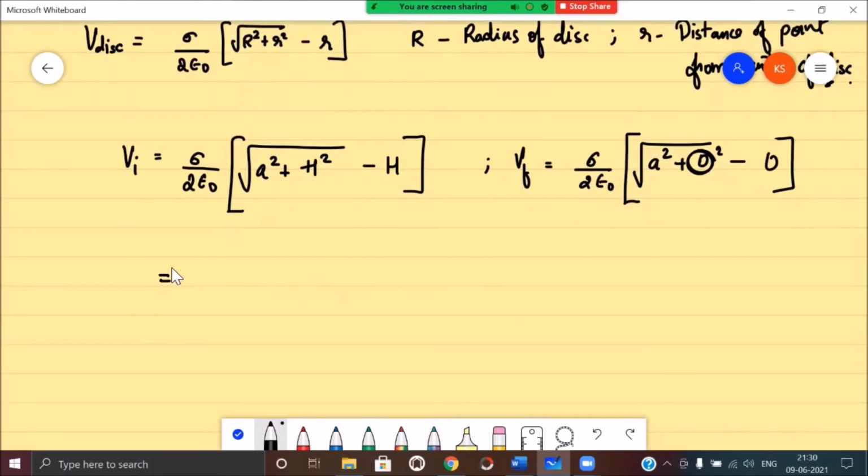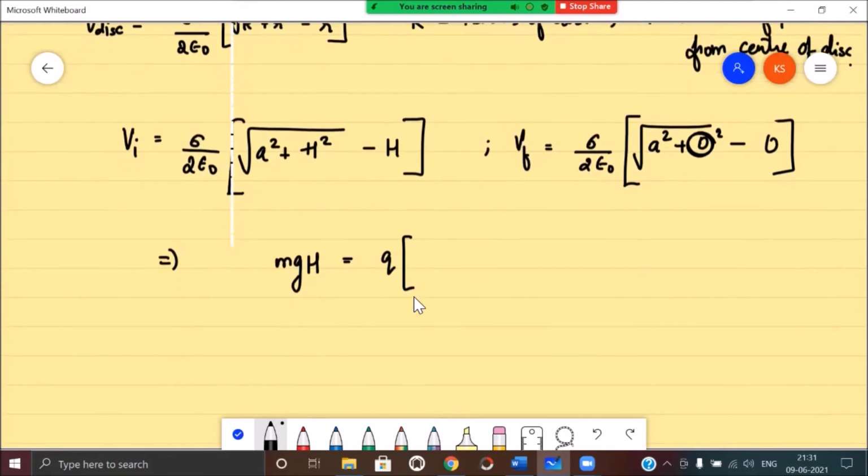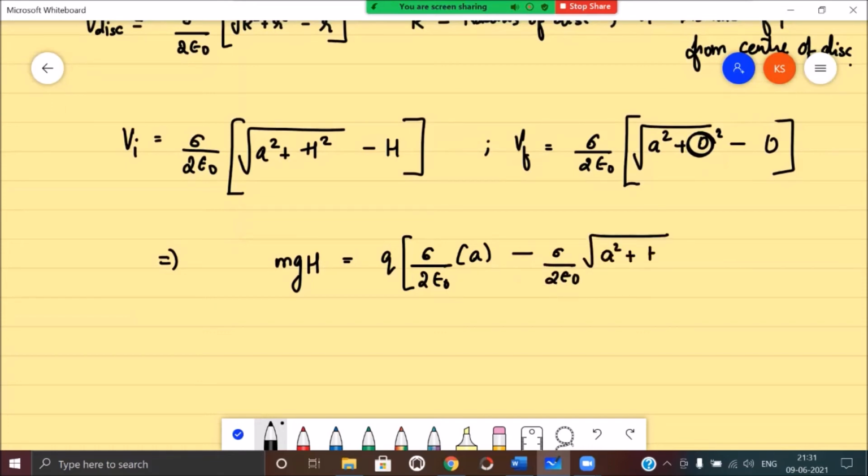So what do we get from that equation? We get mgh to be equal to Q into V final minus V initial. So substituting the final potential value and initial potential value, you get sigma by 2 epsilon naught of A, this was the final potential value, minus the initial potential value of sigma by 2 epsilon naught of under root of A squared plus h squared minus h.